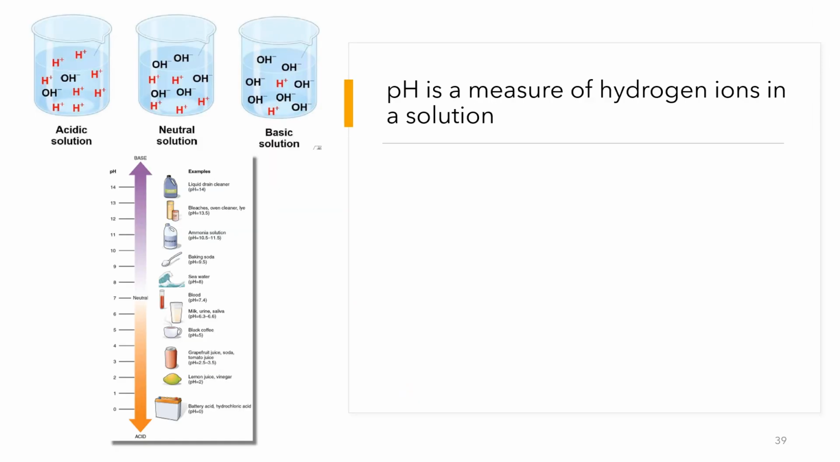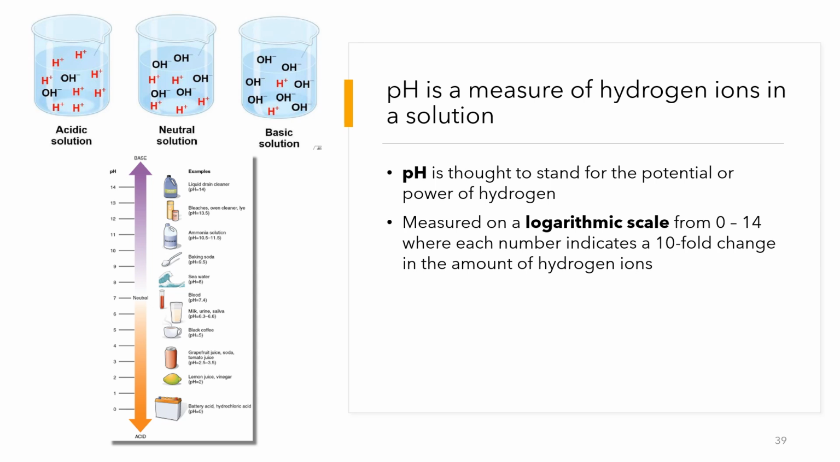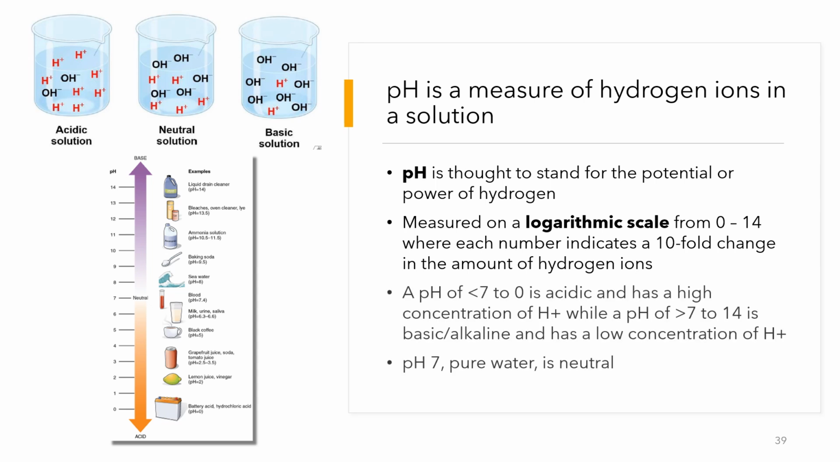So pH is simply a measure of how many hydrogen ions are in a solution. It's thought to stand for the potential or power of hydrogen. That's what the pH is there. And it's measured on a logarithmic scale. That means every tick does not equal the tick before it. So if you go up in number by 1, you're actually going up by 10-fold. So the amount of hydrogen ions is increasing 10 times each number you add.